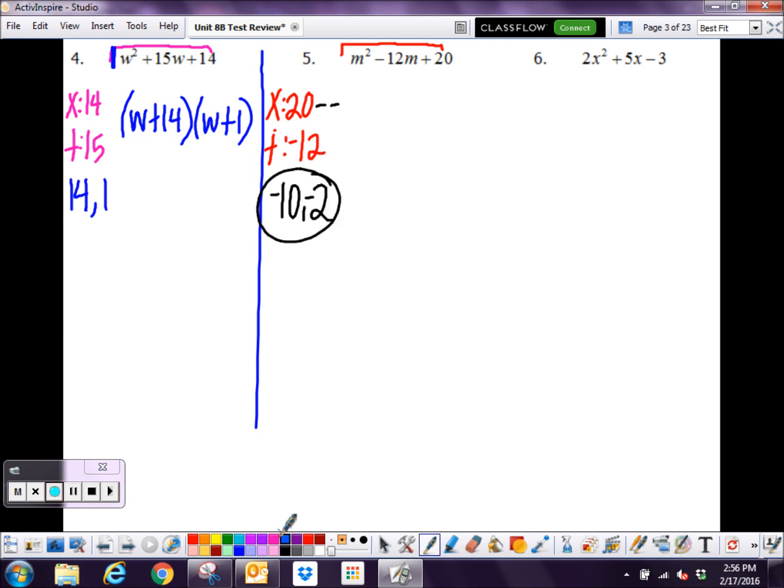Okay, again, we got lucky because we have a 1 in front, so I can just use the shortcut. So because it's a negative 10, it's m minus 10, and because it's a negative 2, it's m minus 2.